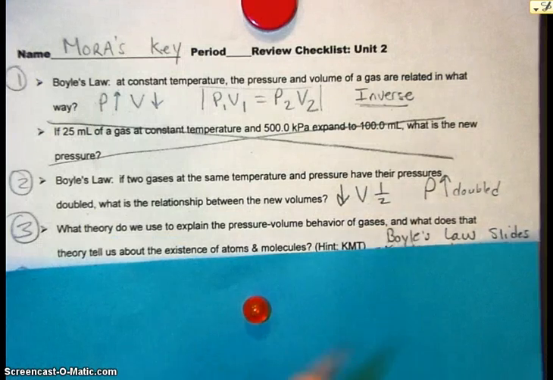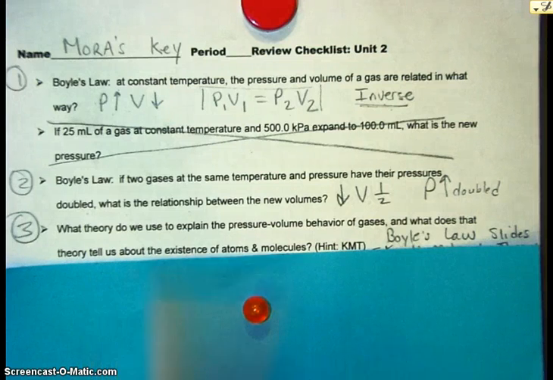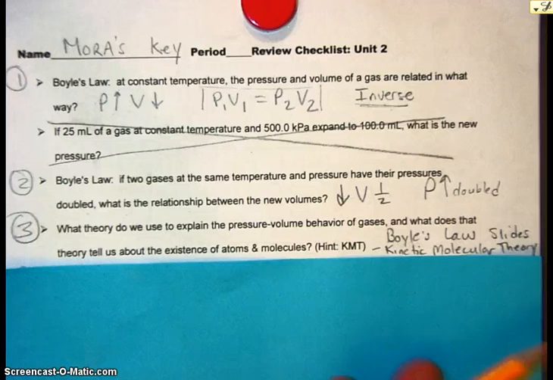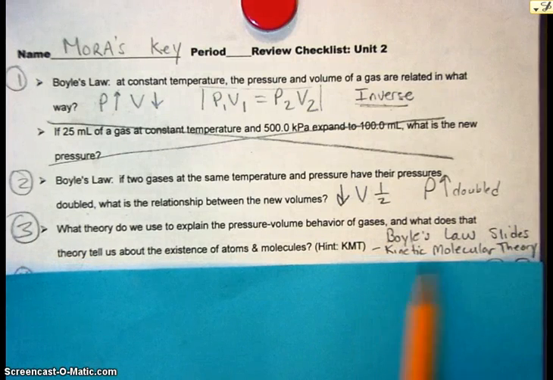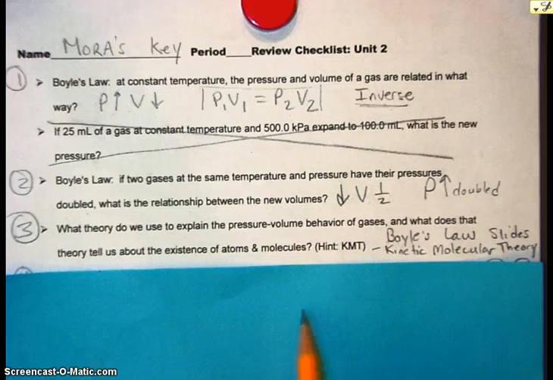Okay, question number 3 says, what theory do we use to explain the pressure volume behavior of gases, and what does that theory tell us about the existence of atoms and molecules? And it gives you a hint that KMT stands for kinetic molecular theory. Those were in the Boyle's law slides. Basically, it says that gases are made up of small particles called molecules. They are quite invisible and in constant, rapid, random motion, never slowing down as long as the temperature stays the same. They collide with the walls of the container, imparting force and thus showing a pressure.